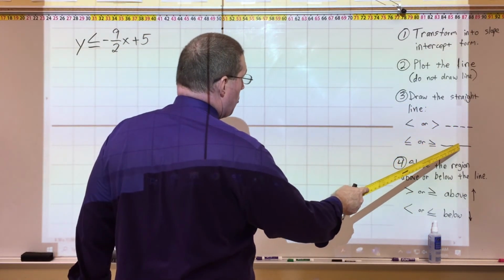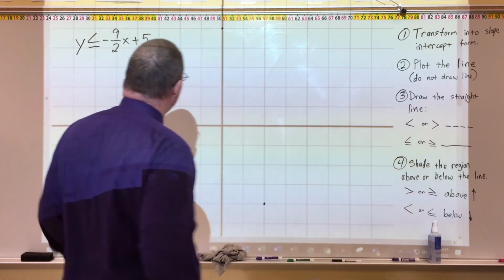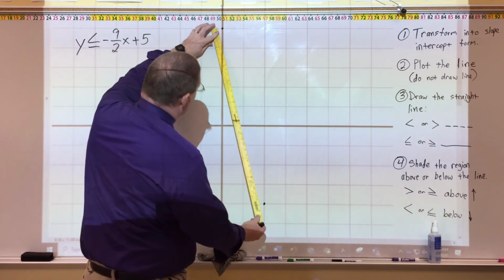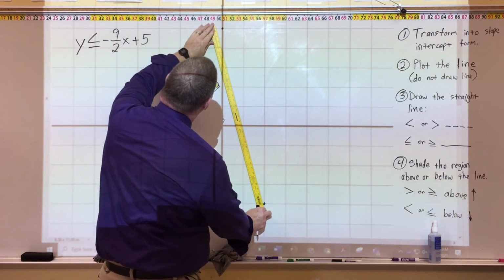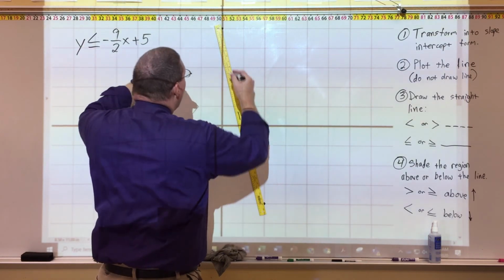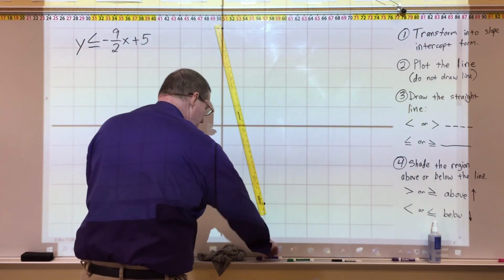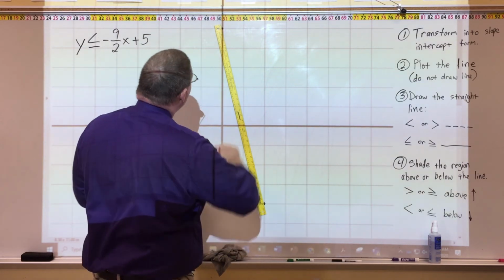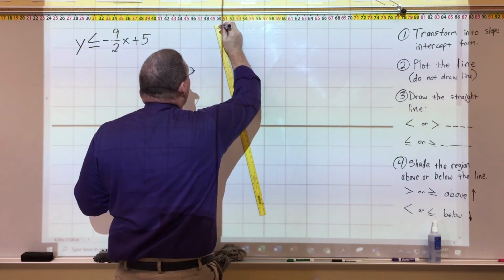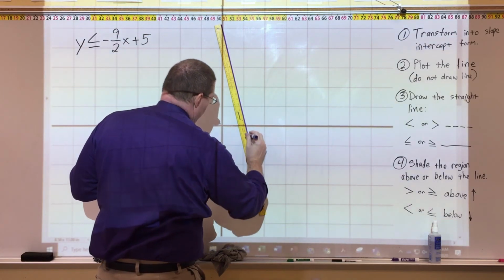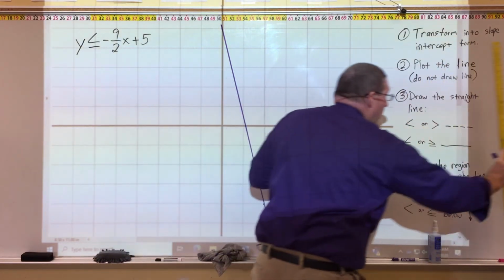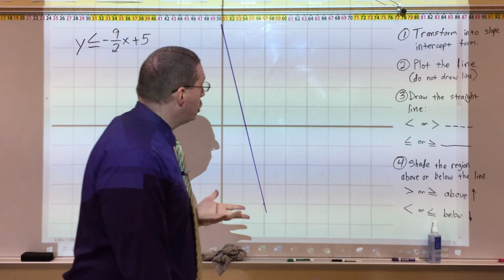Then it says draw the straight line. We're going to make it dashed or solid based on whether there is an or equal to. This one has an or equal to, so we're going to make it a solid line. And so we're going to connect from here. Oh, we can make it. Look at that. We're going to connect from here to here with a solid line. Now what I'm going to do is use a different color just to change things up a little bit, and draw a nice pretty purple in there. There's our solid line.